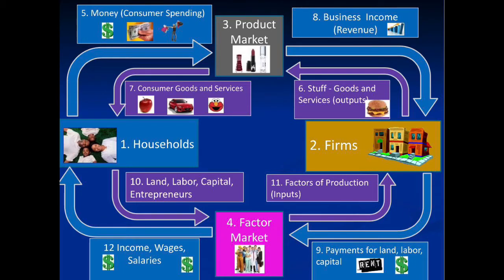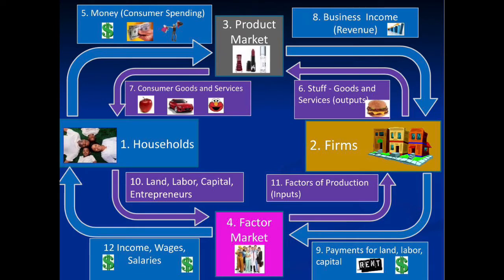Once the money is spent by the household, it becomes the business's money. And so the business income or revenue is how the business, the firm, continues to operate. They hire more workers, they invest in more inventory and capital, and that is, again, how a business operates. And likewise, once we spend the money, the stuff becomes our stuff. So the stuff flows from the business through the product market to us, the consumer, as a consumer good or service.